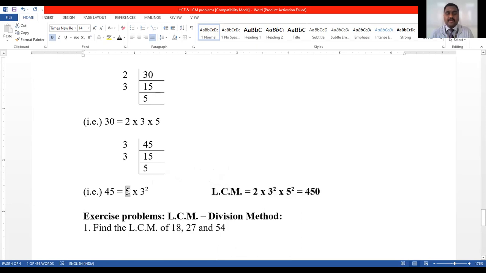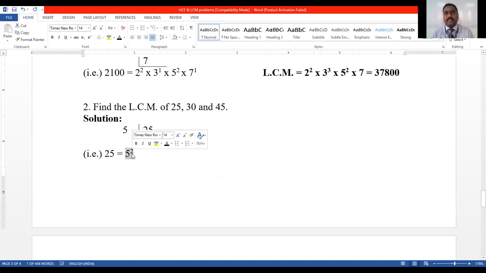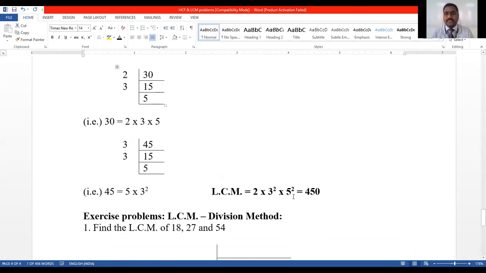So we mention 3 power 2 as the highest power. And 5 is a common divisor, as the first value can also be divided by 5. But 5 with the highest power is 5 power 2, so we have taken 5 power 2. So finally, we got the value. This is how to calculate the LCM by using the factor method. Okay, is it clear, right?